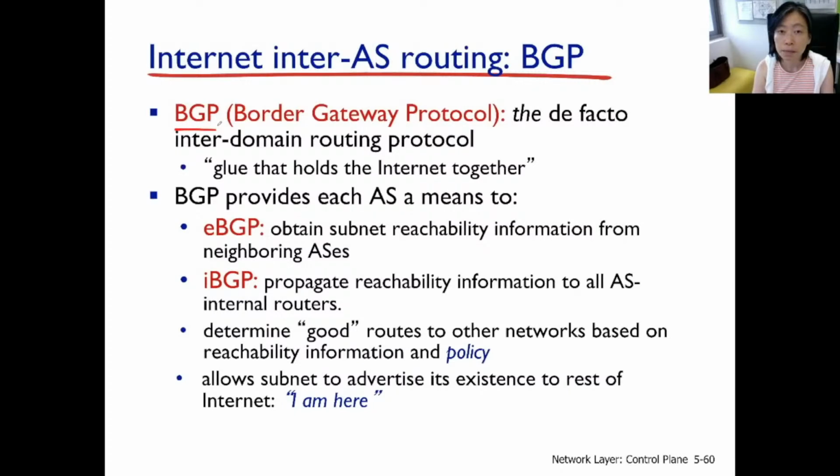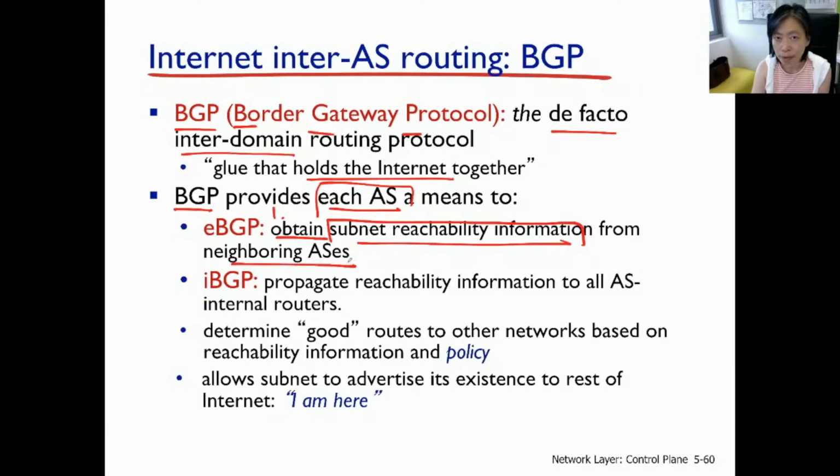First line, BGP stands for Border Gateway Protocol. And once again, it is the one and only inter-AS routing protocol that's holding the internet backbone together. To be more precise, it allows each AS the following. First, it allows the gateway router of the AS to receive subnet reachability information from the neighboring ASs. This is very similar to distance vector, where a router receives distance vectors from the neighboring routers.